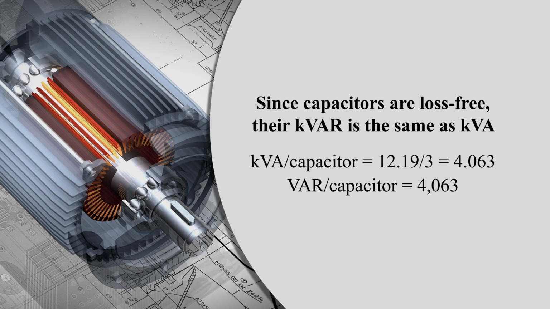So this kVA per capacitor can be written as 12.19 divided by 3. Why this 3? Because you are using 3 capacitors, so kVA per capacitor can be written as 12.19 divided by 3, it is equal to 4.063. So VAR per capacitor is equal to what? It can be written as 4063.